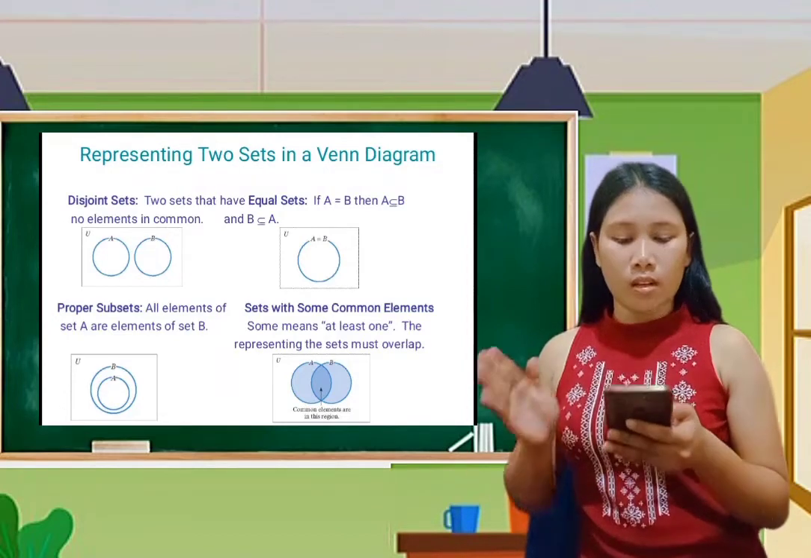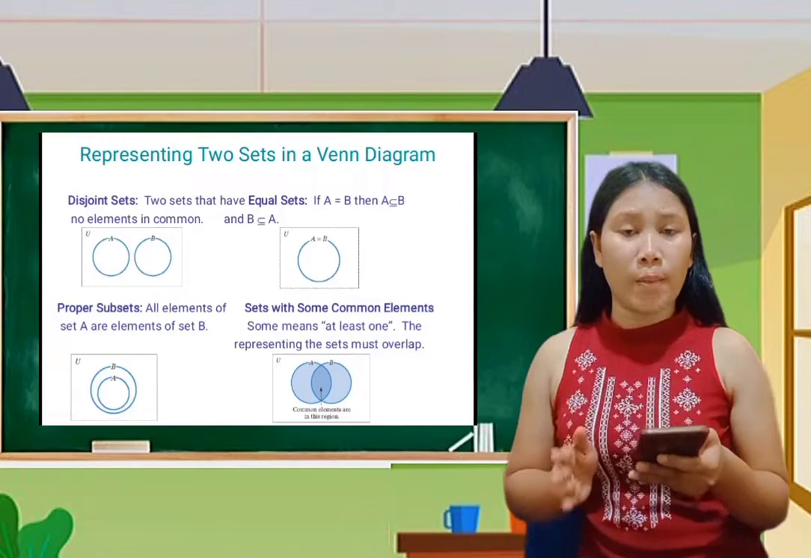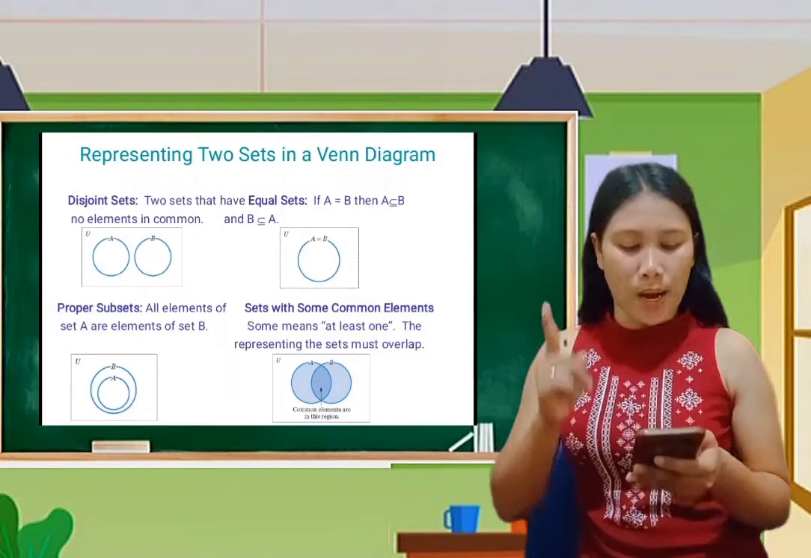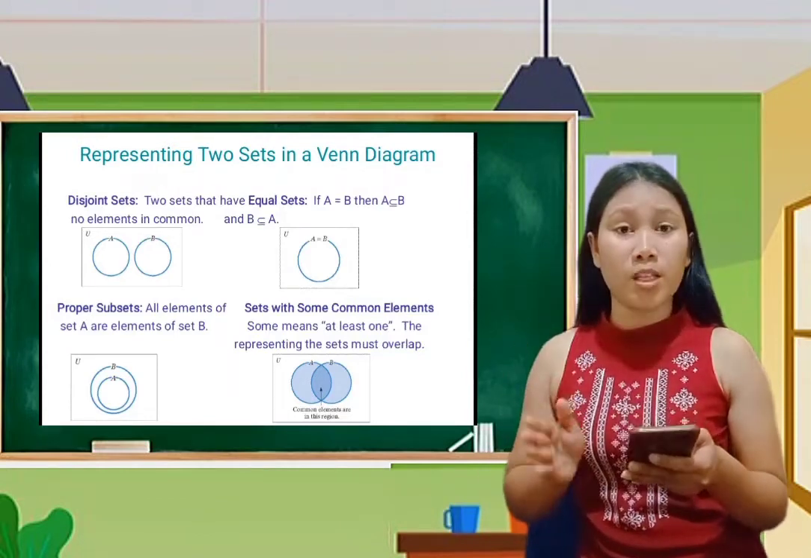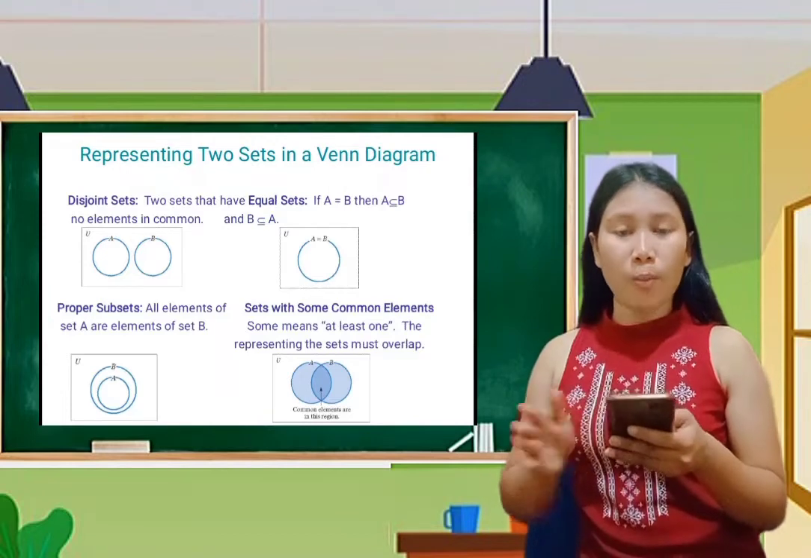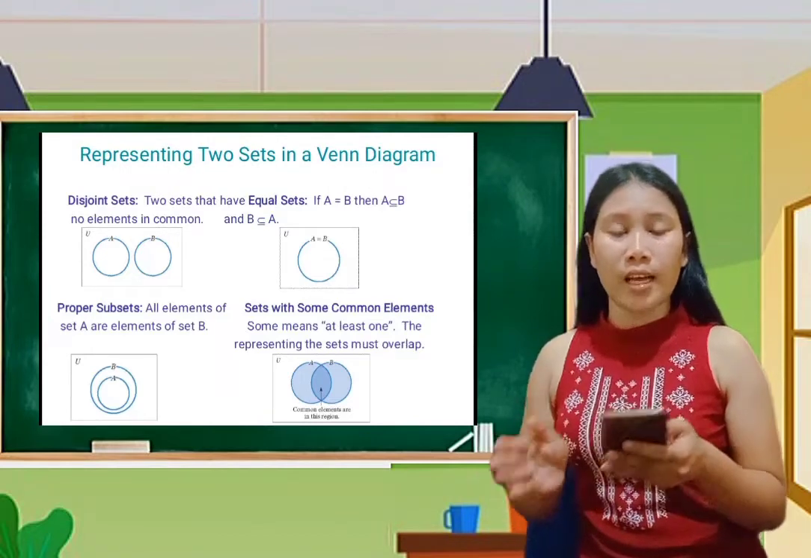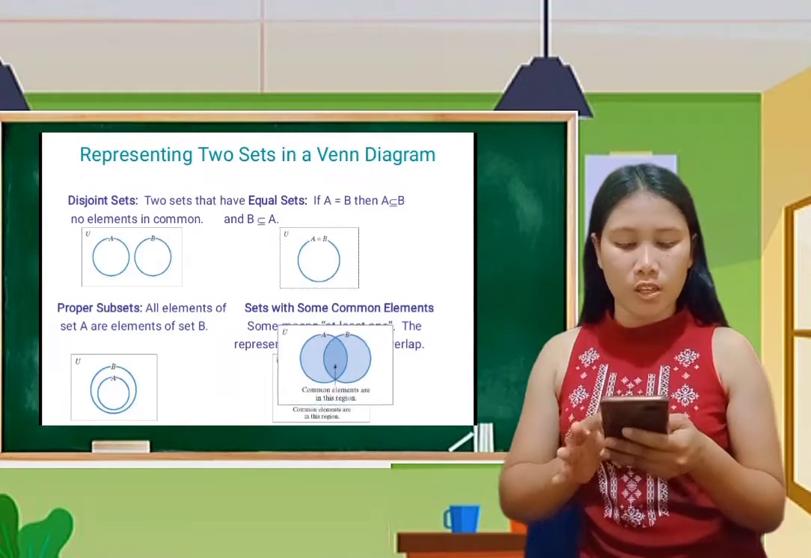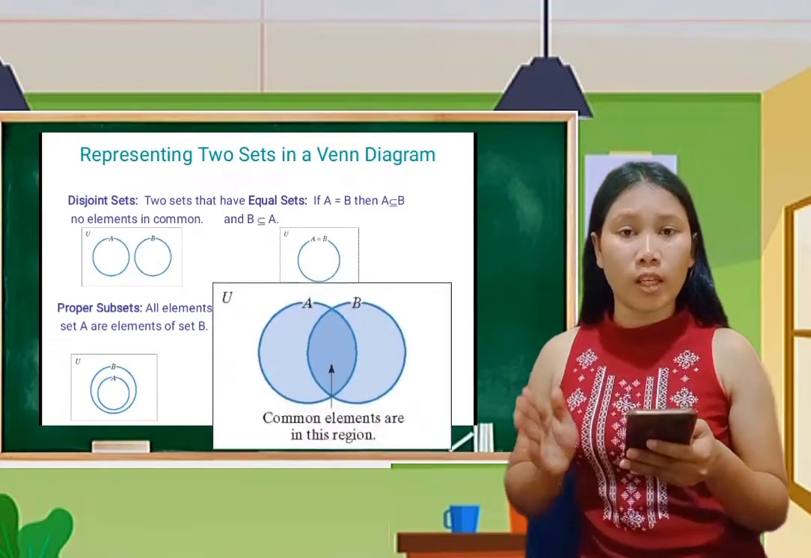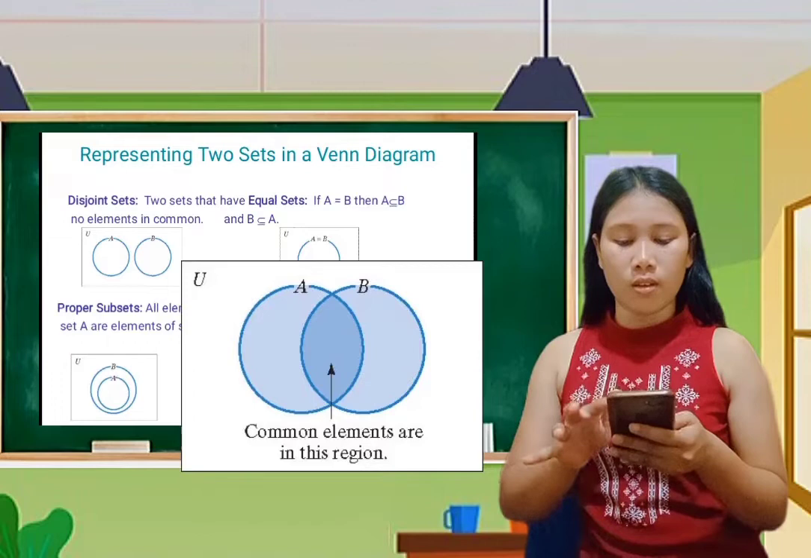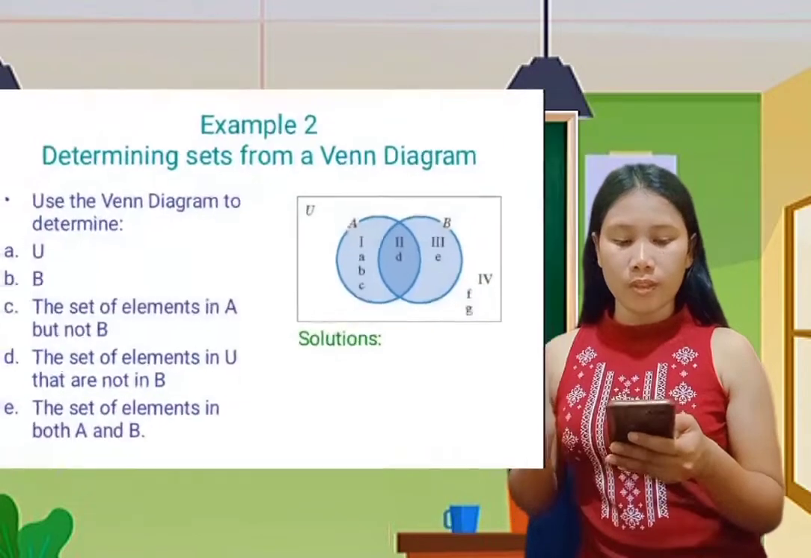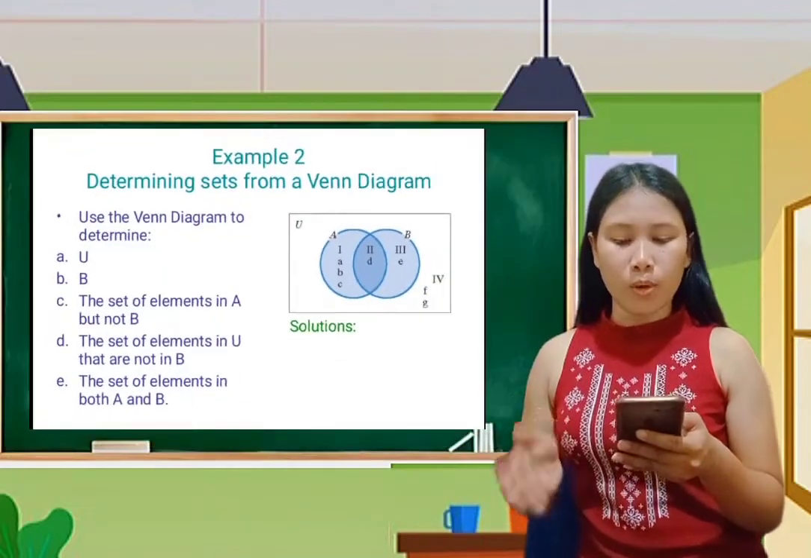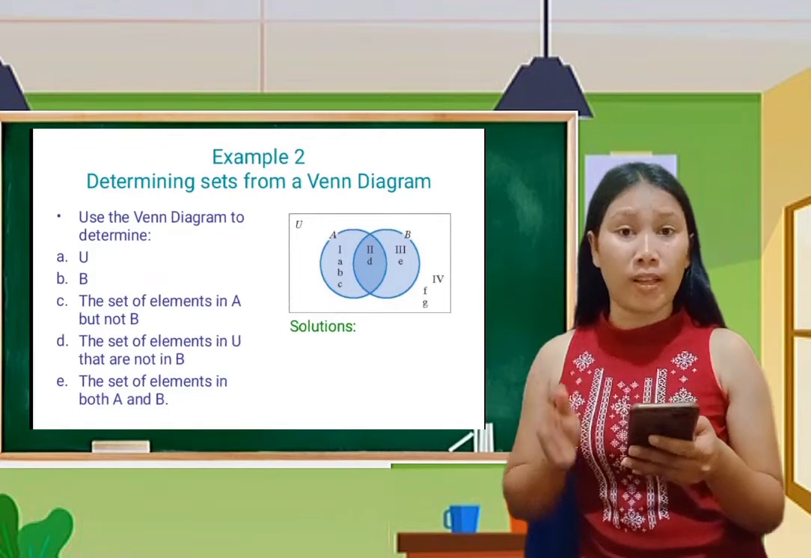So, what about set with some common elements? Some means at least one. The representing the sets must be overlap. Kung merong same elements ang set A and set B, we can write it in this region. This region, we can call it overlapping region. Okay, next slide. In this example number 2, we will determine sets from a Venn diagram.